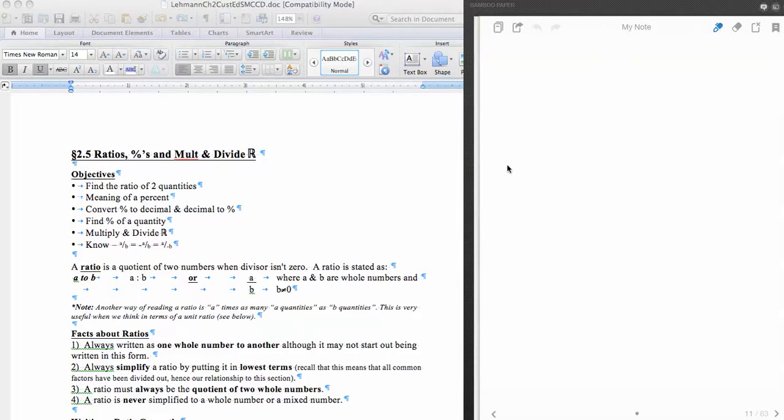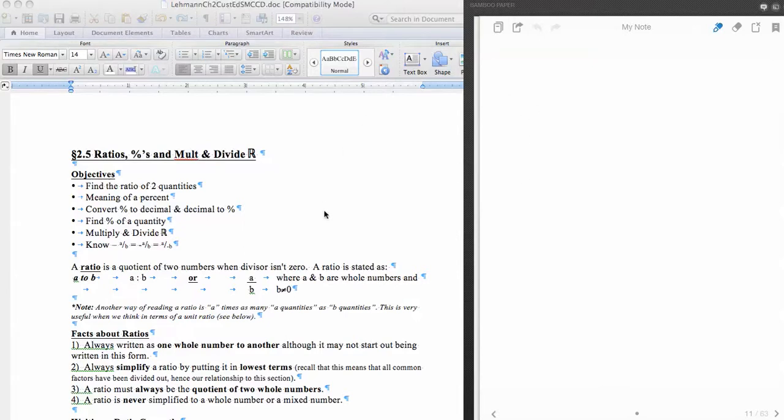This begins our lectures on section 2.5, which is ratios, percentages, and multiplication and division of real numbers. Our objectives are going to be to find the ratio of two quantities, the meaning of a percent, conversion of percents to decimals and decimals to percents, and finding a percentage of a quantity, and then multiplying and dividing real numbers, and knowing how that relates to looking at fractions in different forms.